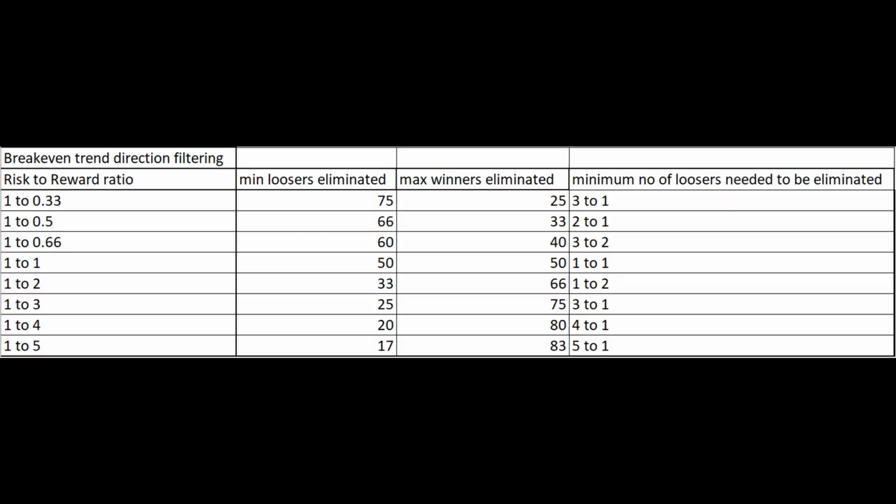I will give you an Excel cheat sheet in the description where you can see the break-even eliminations for winners and losers, so you can easily decide if a trend direction indicator is working in your favor or against you. Now let's move on to the third indicator, which is going to be a filter indicator.